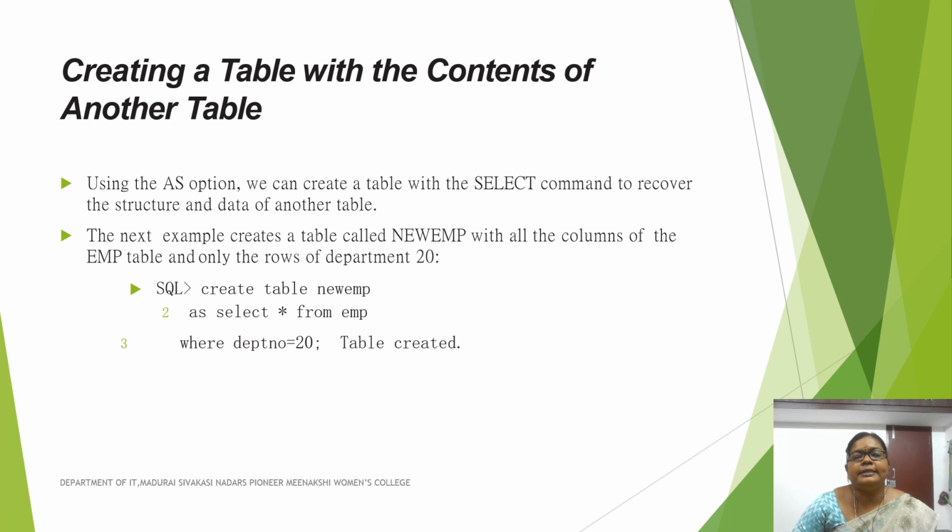Now I'll show you the example here: create a table named NEW_EMP, with all the columns of the employee table. The columns are copied from the EMP table, but based on some condition I'm going to create the content for the NEW_EMP table. So this is the syntax, just follow it. CREATE TABLE new_emp AS SELECT * FROM emp WHERE department number equals 20.